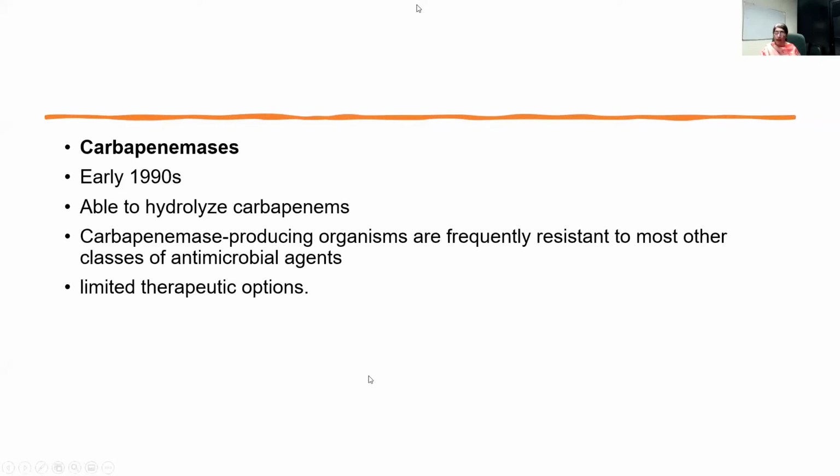And then there are the carbapenemases, which appeared in the 1990s. The bacteria which can produce carbapenemases become resistant to carbapenems. These carbapenemase-producing organisms are also frequently resistant to most other classes of antimicrobial agents, and so there are very limited therapeutic options available to treat such infections.